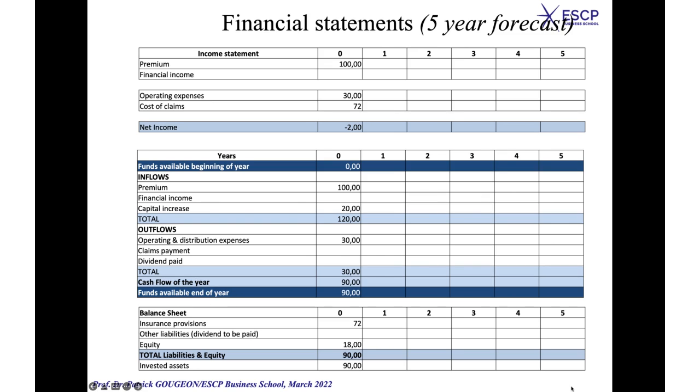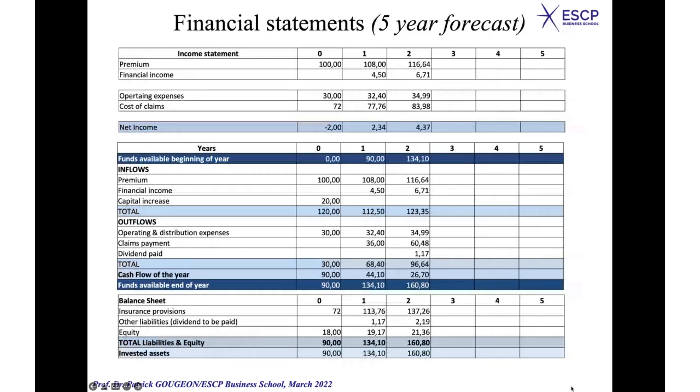Now let's move on, because year zero is a bit special because you just start. What's going to happen for the following years? If you look at the income statement, the premium grows by 8% year after year, which means that you have 108 the second year and 116.64 the year after. No difficulty there. What about the financial income?